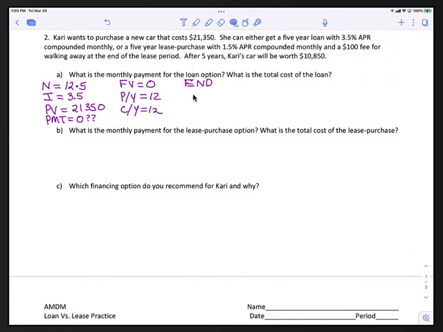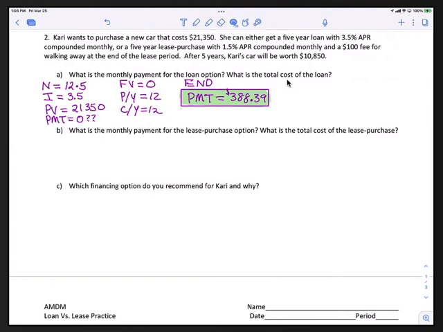You need to make sure that it says end, not beginning, end, because we're making car payments at the end of the cycle. And then your payment will be $388.39.